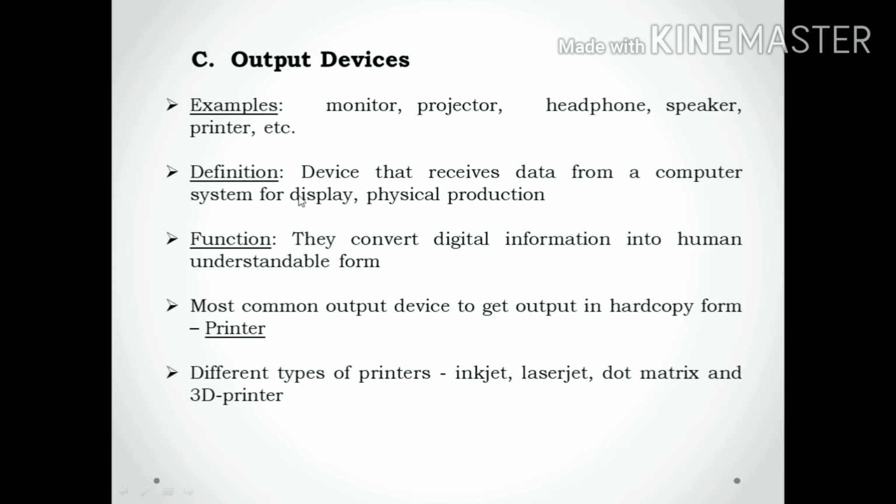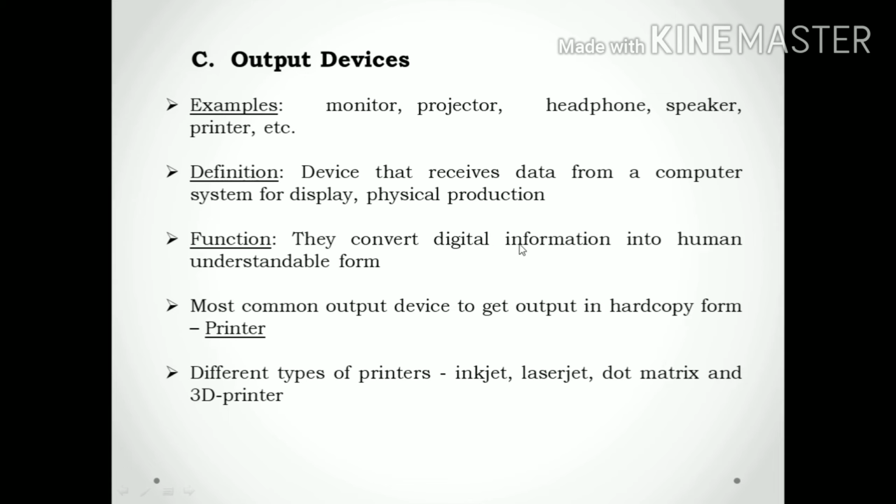So what's the formal definition? Output devices are devices that receive data from a computer system for display or physical production. So what we have done through the input devices, we have entered some data to the computer, and the computer should receive the data. Okay, so the device that receives data from a computer system for display, we have to get the result in the human readable form. We have entered the input data through human understandable form, and we have to get back the result in the same form.